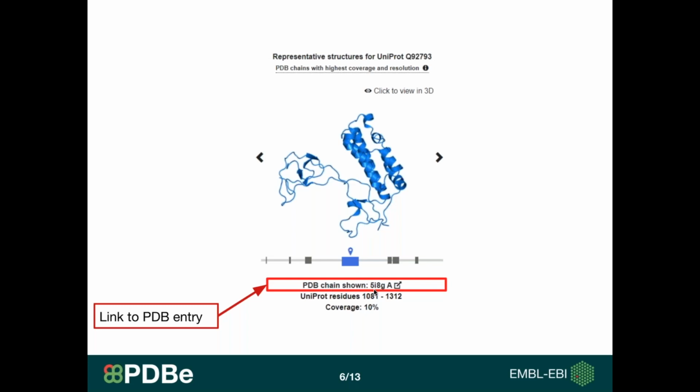Underneath, at the bottom of this component, you can see a link which goes directly to the chain that is being displayed here. And under that, you get information regarding the coverage, which basically means that this particular chain, for which you see the structure here, is found at these residue ranges in terms of the UniProt sequence. And this actually is 10% of the full-length sequence of UniProt.